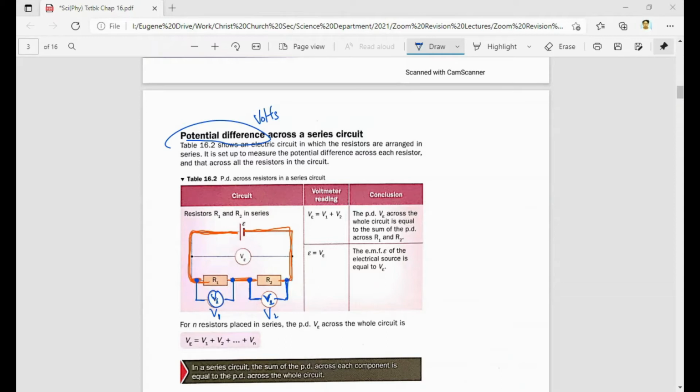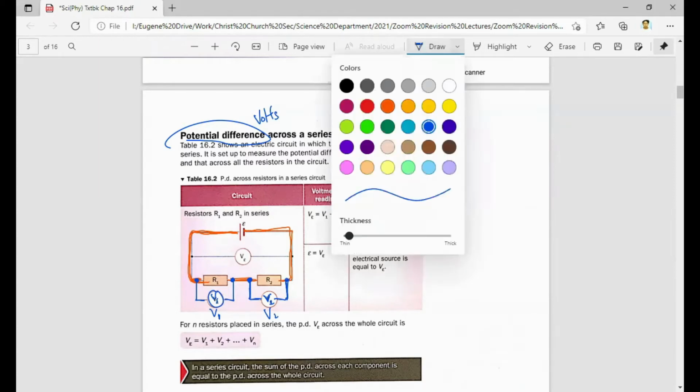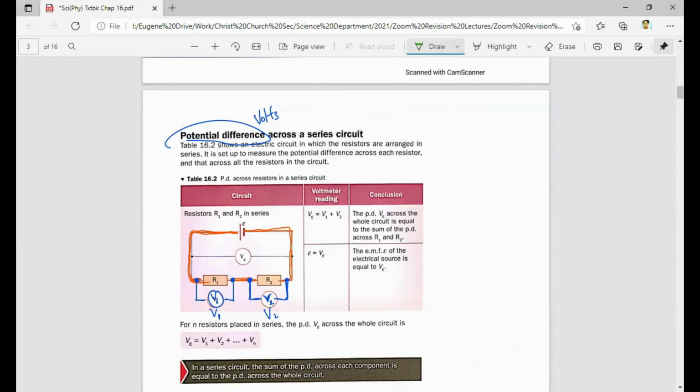What is this VE over here? This VE actually serves two functions. First thing, connecting the voltmeter like this is actually the same as connecting the voltmeter, I use green color here, connecting the voltmeter like this. VE. So the first function that VE does is it measures the potential difference across both R1 and R2. That's what VE actually represents. This is one of the things it can represent.